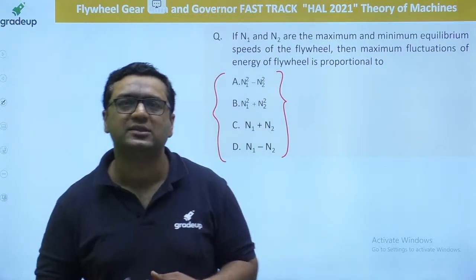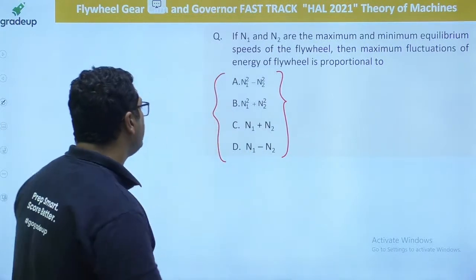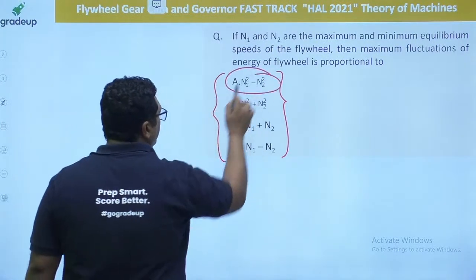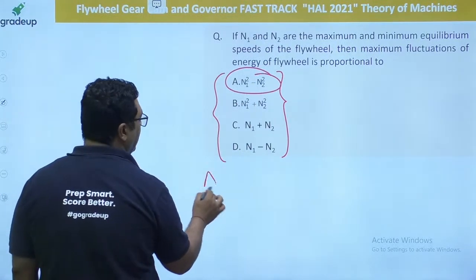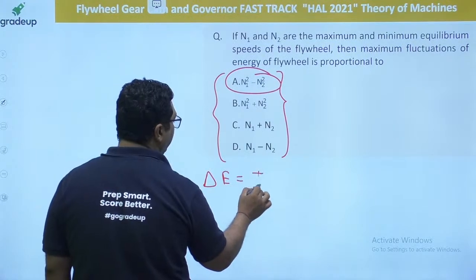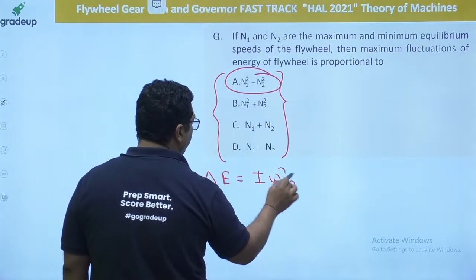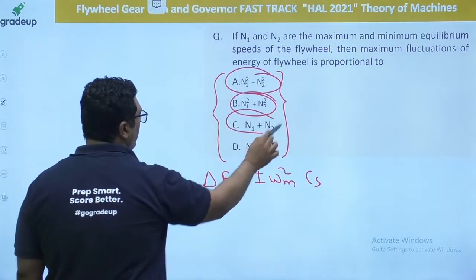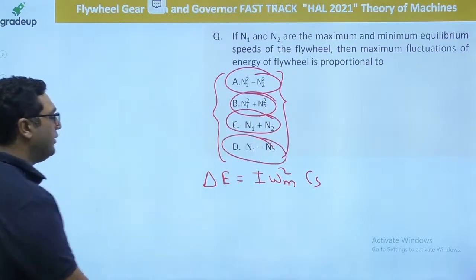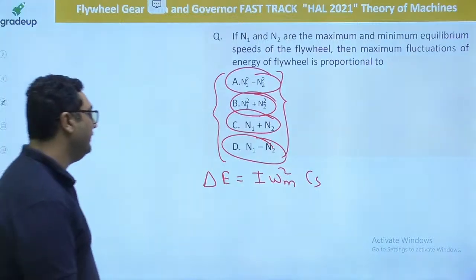Come with revisions. Here obviously the answer is going to be A, because when you write down the delta E, it is going to be I omega mu square CS. So A or B or C or D, what do you feel? Which one is correct? Delta E.